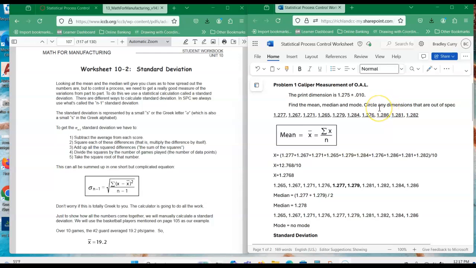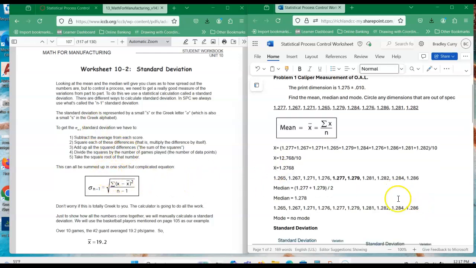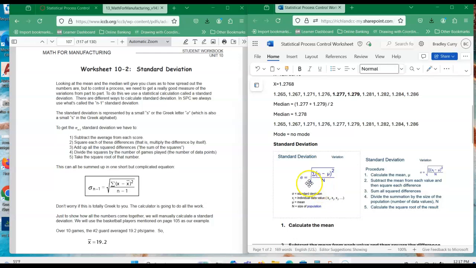All right, so we have calculated the mean, median, and mode on our data set that we've gathered here with our caliper measurement. So we are going to now go ahead and start to do a standard deviation on that particular measurement. So remember the standard deviation, as we take a look at it, remember what the formula was.